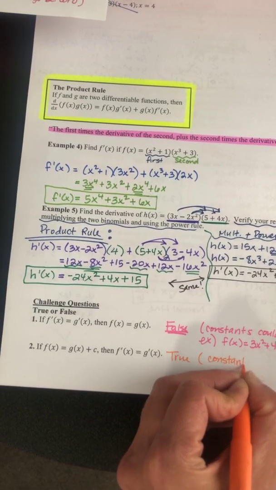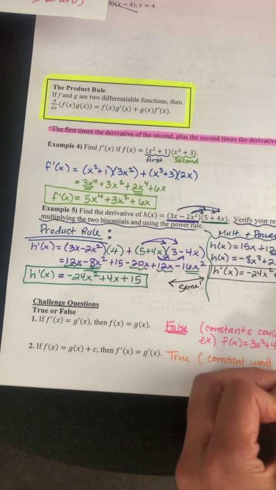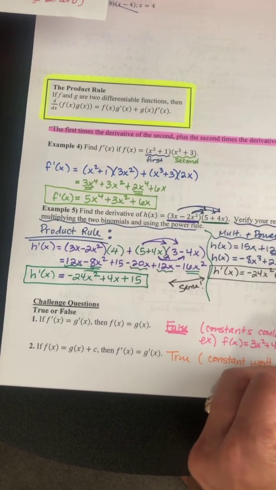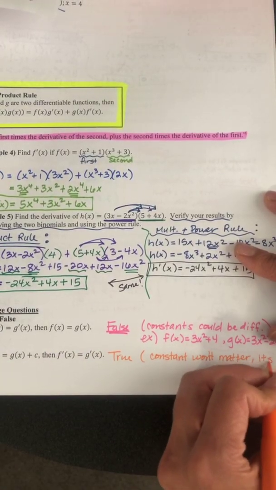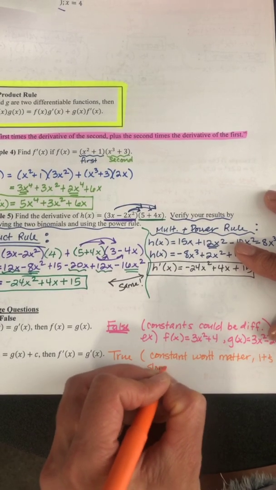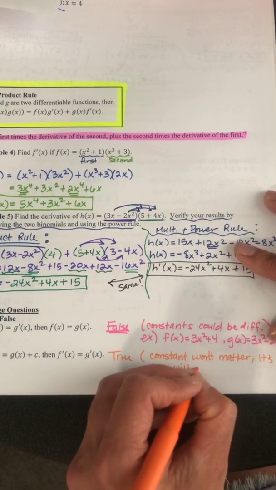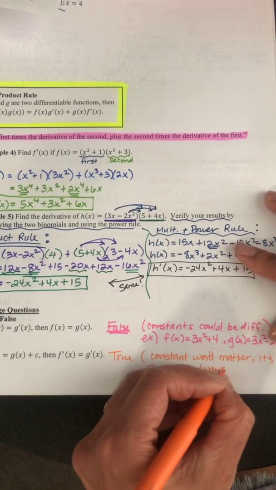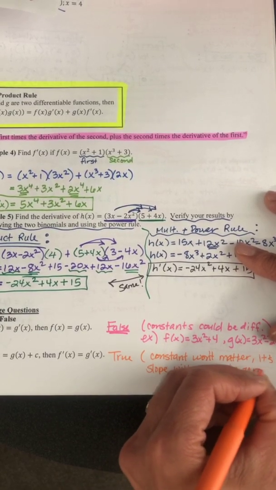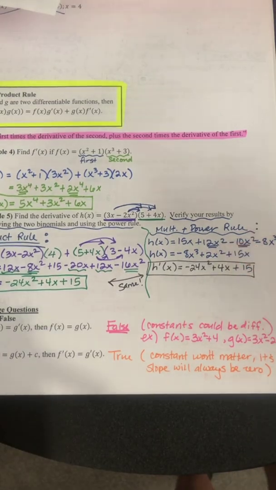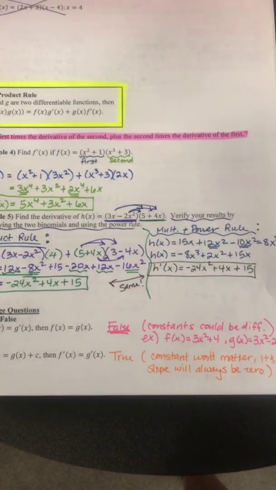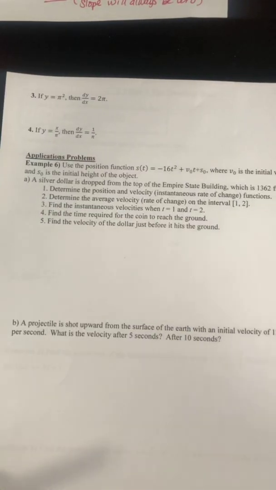And we'll put for your notes, constant won't matter. Sorry, you guys can't see. Its slope, or aka derivative, will always be 0. All right, turn the page. Last page, and this one doesn't have a back to it. All right, number 3. Remember, we're still on the true or false.